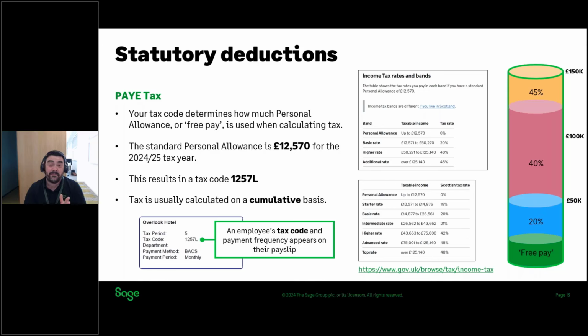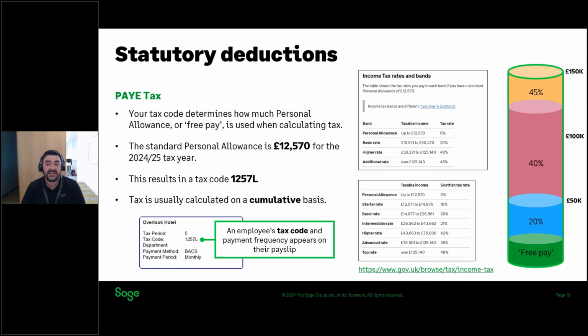In addition to that, if an employee earns more than £100,000 per year, they start to lose their personal allowance. So the personal allowance reduces by £2 for every £1 of extra taxable income until there is no personal allowance if your earnings each year are more than £125,140. And that's usually dealt with by a change of tax code. So that's how it works outside of Scotland.